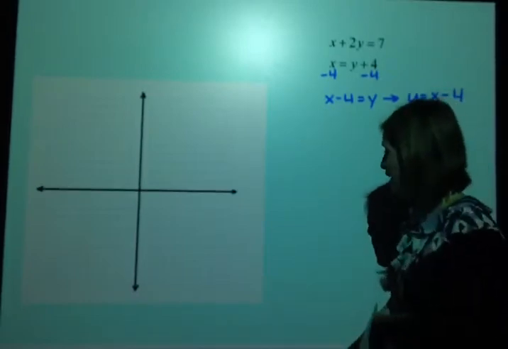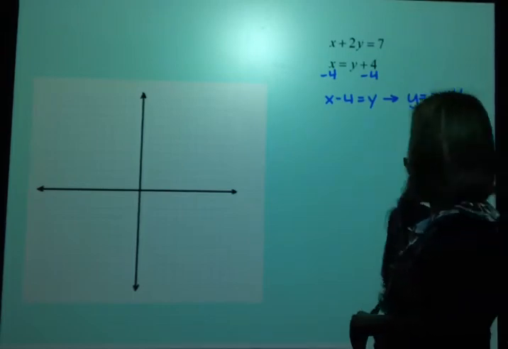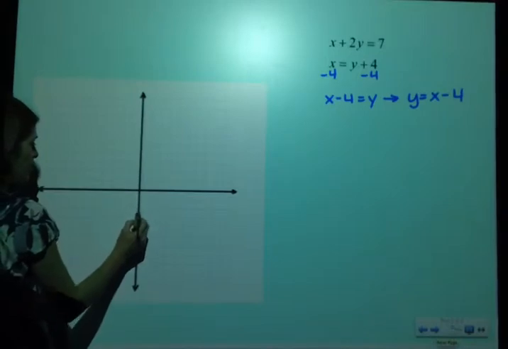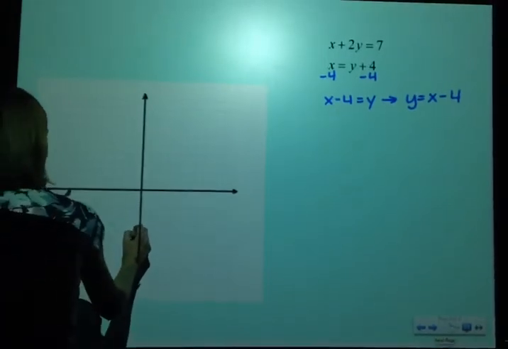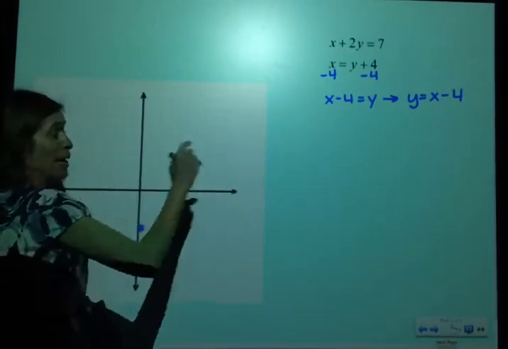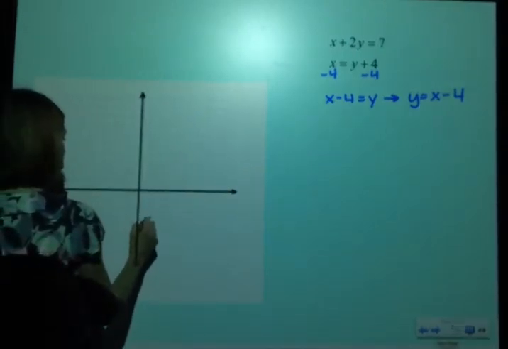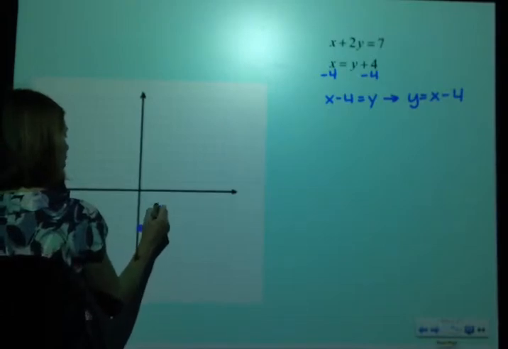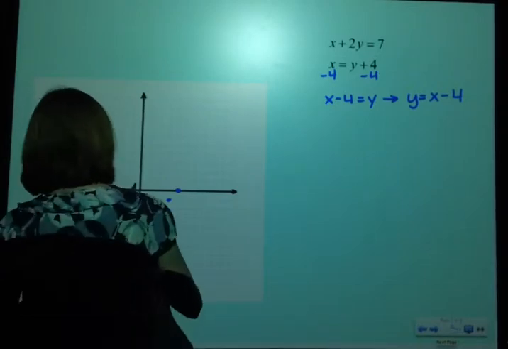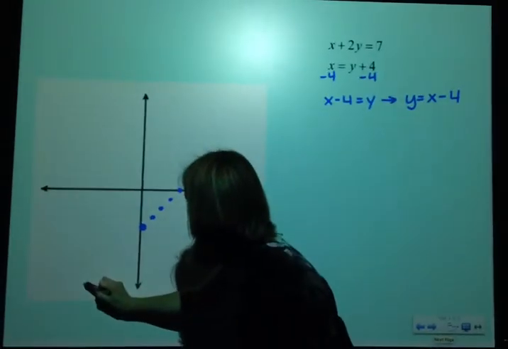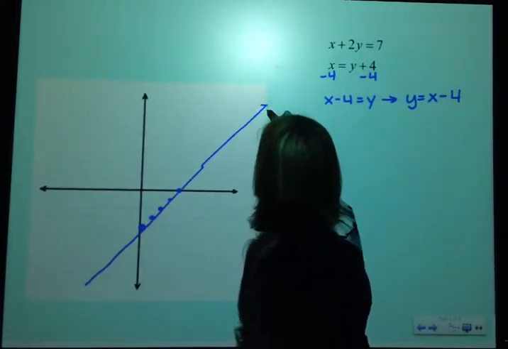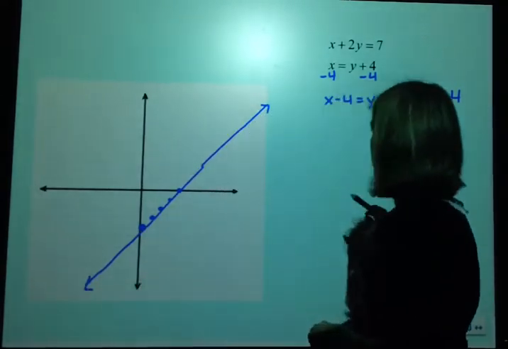I'm going to stay with the blue. I'm going to identify my y-intercept and plot it. So 1, 2, 3, negative 4. I'm going to go down to negative 4 and plot a point. Then my slope is a positive 1, so I'm going to go up 1 and to the right 1, up 1 and to the right 1, up 1 and to the right 1, and up 1 and to the right 1. Then I'm going to very carefully create a line with my ruler. I'm doing my best here. Go off the page, and there I've graphed it.